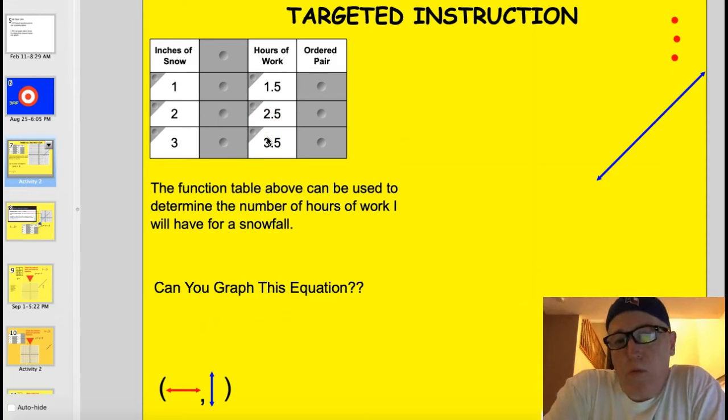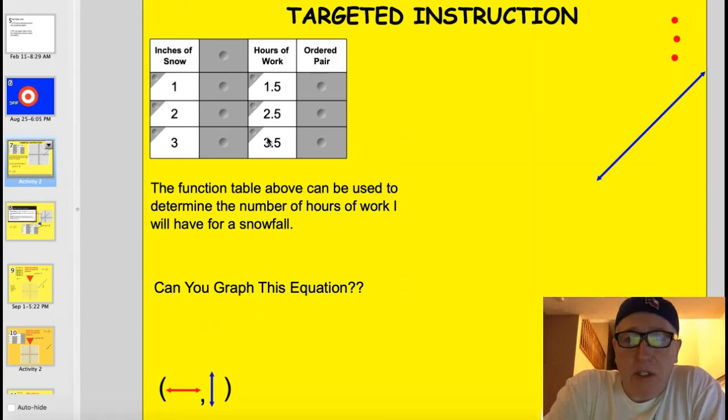And so one begins to ask, well, what if you have 0 inches of snow? What if it doesn't snow? Well, I still have about a half hour of work because I still have to get the truck ready, put the plow on, and I'm up checking the weather and things like that. So 0 inches of snow is still a half hour of work for me every time it's in the forecast.